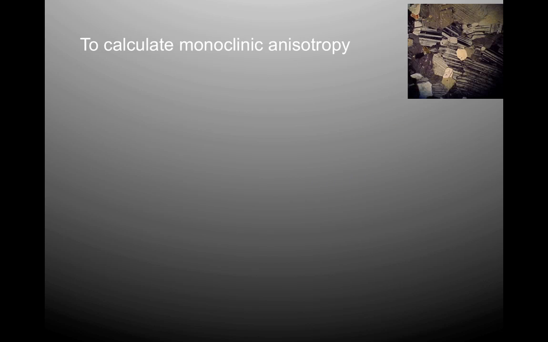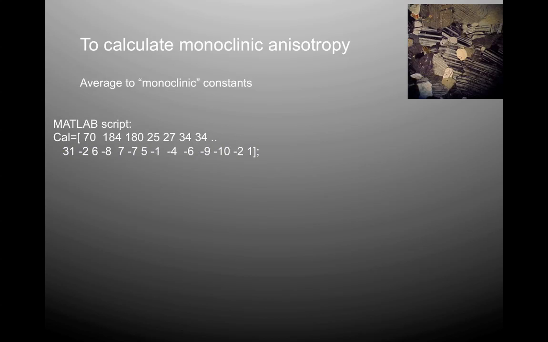So let's first consider how to calculate the monoclinic anisotropy using MATLAB. So we want to average to monoclinic. Here's a MATLAB script to do that. First of all, let's feed in the elastic constants for Albite. You'll notice I've done it on 2 lines because with 21 constants it got pretty long, and we use dots. Actually, there should be 3 dots there to indicate a continuation of the line in MATLAB.